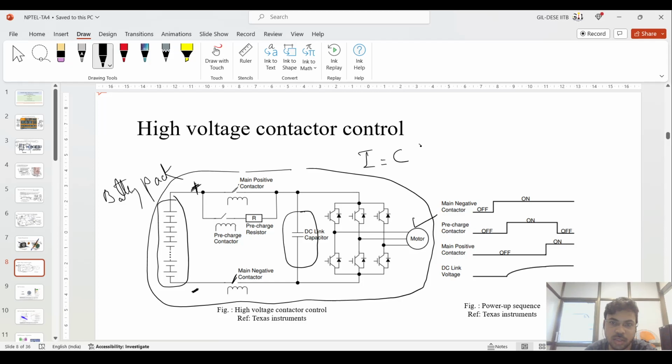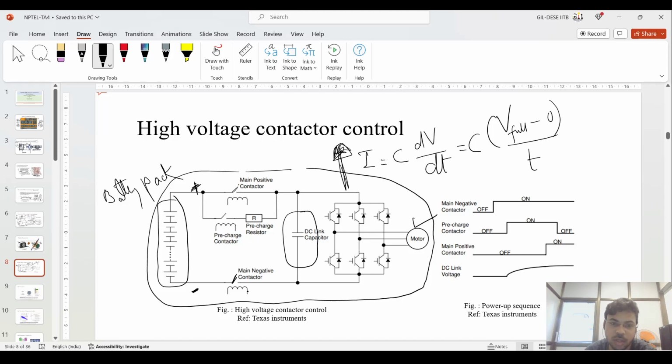Why? Because if you see this DC link capacitor, what will the current be? IC is equal to C dV by dt. So if we directly connect the whole battery pack, what will happen? C times the whole battery pack voltage, that is the full voltage, minus 0 because the capacitor voltage is 0, in a short period of time. So this current will flow in a large amount.